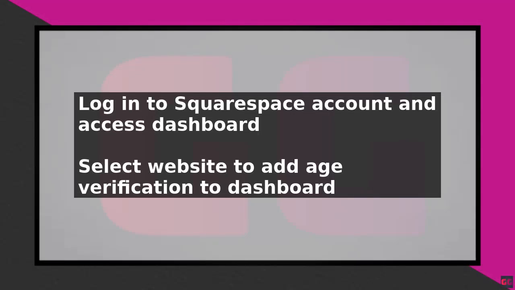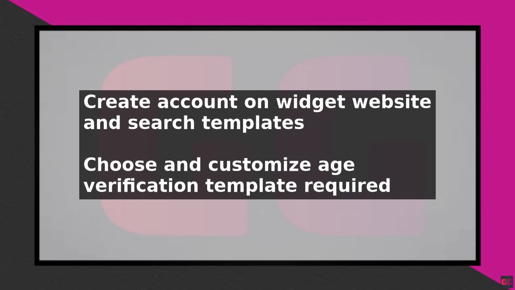To add age verification to Squarespace, start by opening a web browser and navigating to squarespace.com. Log into your account and access the dashboard, where you can select the website you want to add age verification to. Next, go to a widget website, create an account, and search for age verification, a popular widget option.